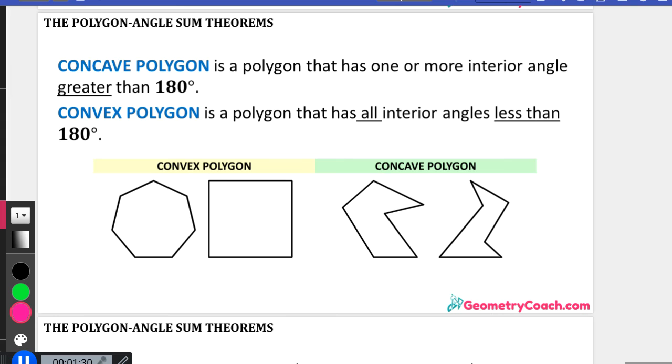Okay, then we have concave and convex. Your convex polygons are your normal polygons. All regular polygons are going to be convex, where all the vertices are pointing outwards. And concave polygons have these cave-ins, where you have a vertex that's pointing inward, and it gives you an angle on the inside that's more than 180 degrees.